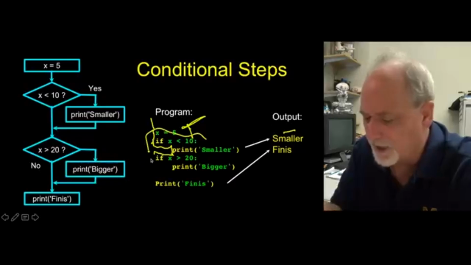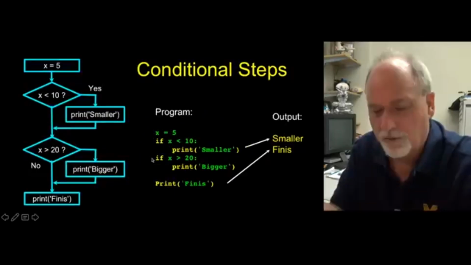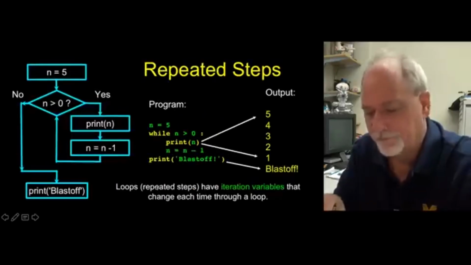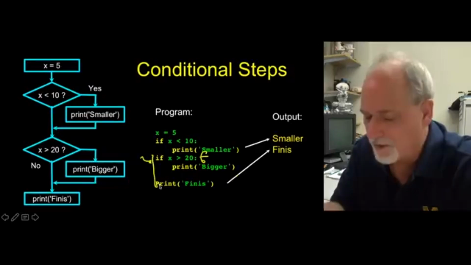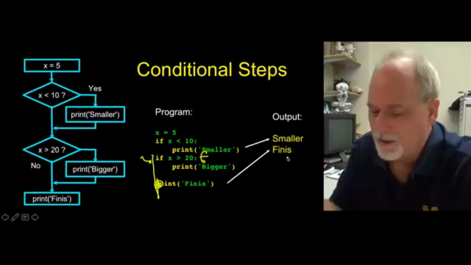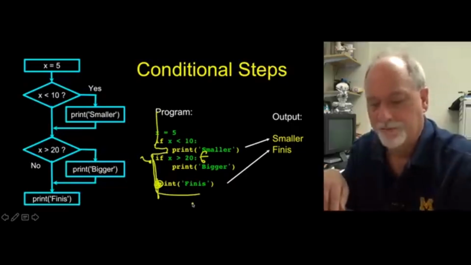This ends up being kind of a block. If x is greater than 20, this turns out to be false because x is 5, and so it skips this. So the bigger never comes out, and then it continues on and prints fini. Oops, that's a typographical error. Make that a lowercase print, and then prints fini. So it comes in, runs this, skips this, and then finishes.